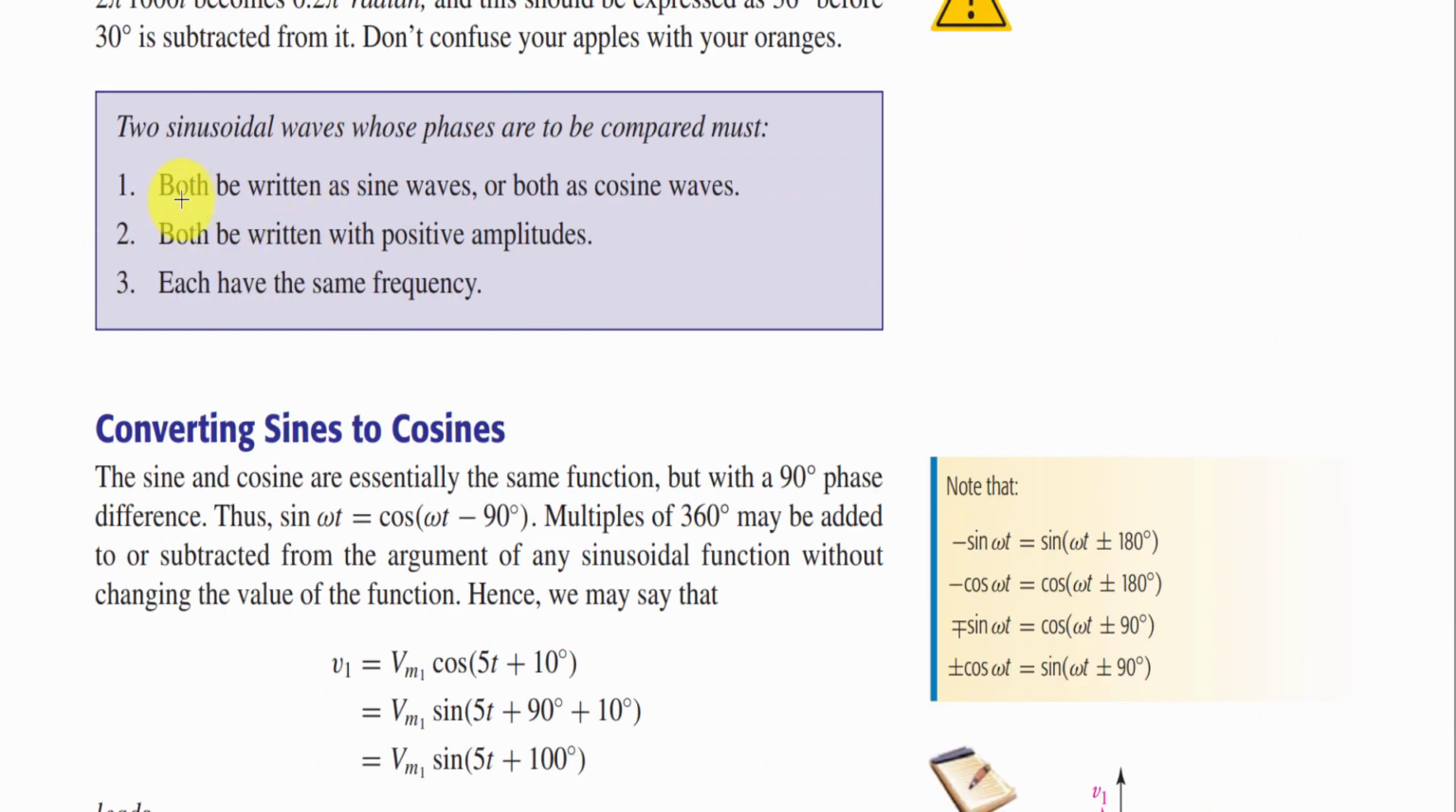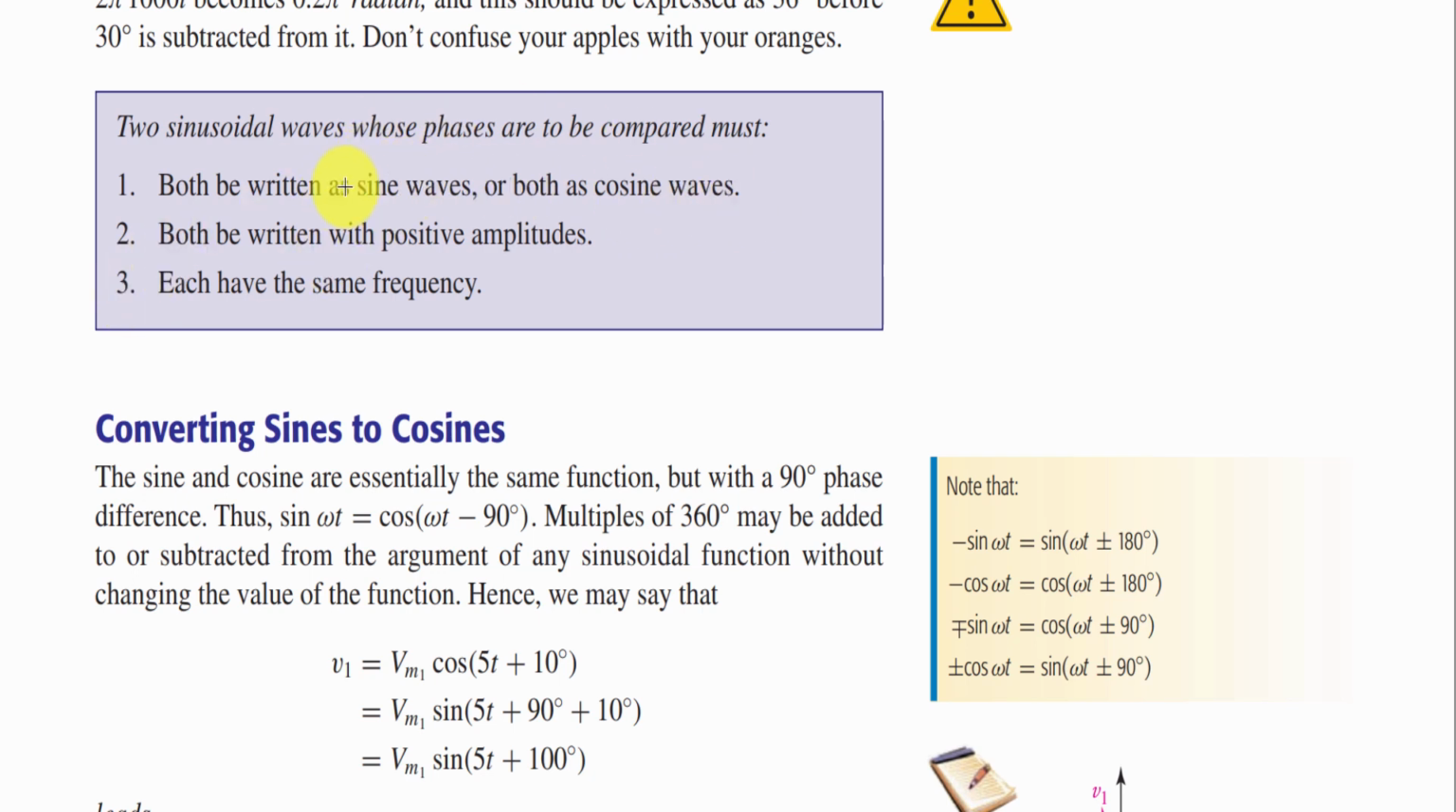Now what we have to do is, whenever you want to compare two sine waves whose phases are to be compared, they have to be written either both in sine or both as cosine. We will be using simple cosines because that is the real part of Euler's identity. Sine and cosine are essentially two parts of the same picture. I'm going to explain that in part 3.